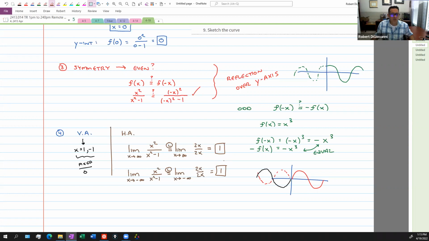It should be the same, shouldn't it? Didn't we say this was an even function? So whatever's happening on the right should happen on the left. It's a mirror image of itself over the y-axis. Questions on that?